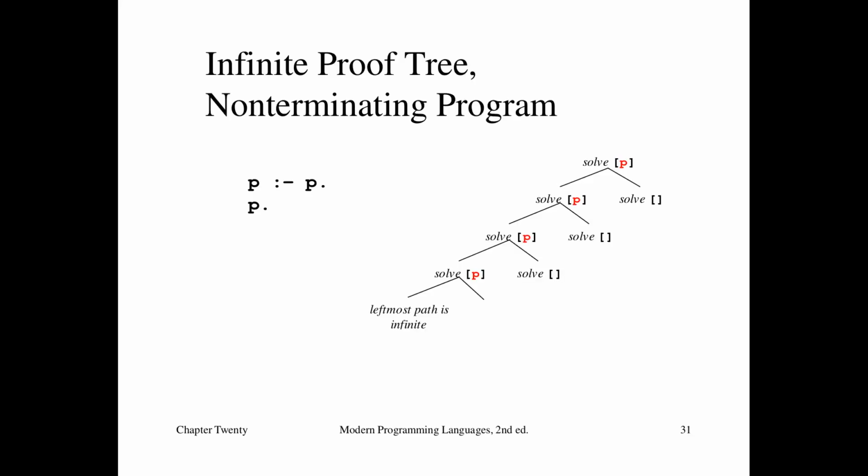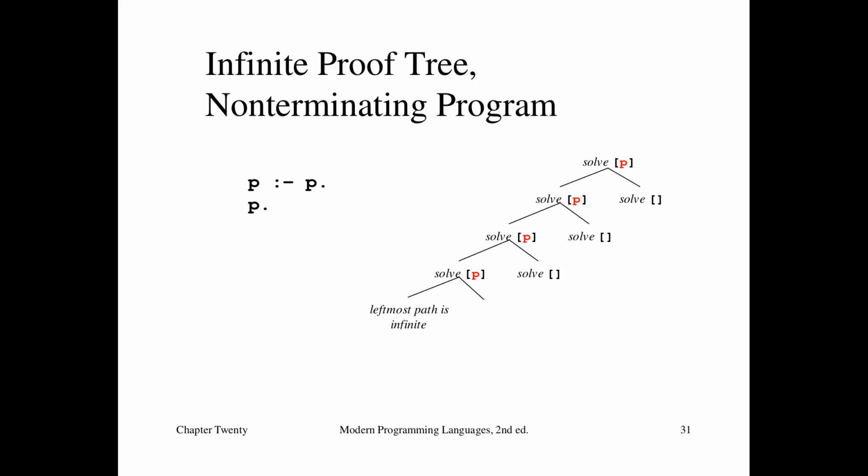This does lead to certain problems, right? If we devise a program like the rule P implies P and then P, this can actually lead to an infinite non-terminating program if we do a depth-first traversal of the tree, because we'll always have a solve P on the left, and the actual termination is on the right side because it's following the order of the clauses. And so it'll be an infinite loop that never ends, which is nasty to say the least.